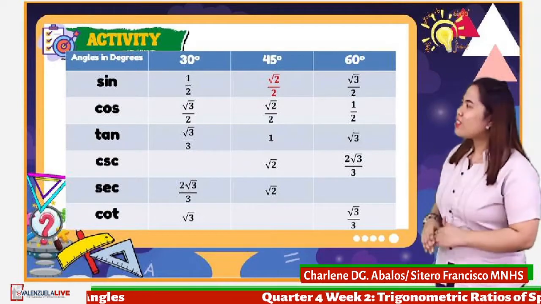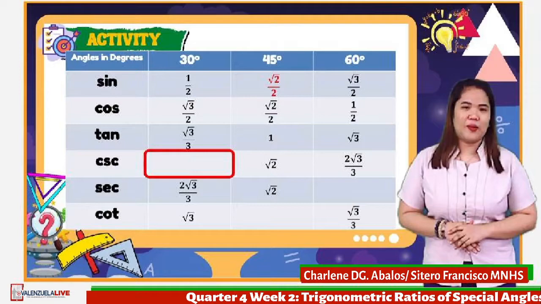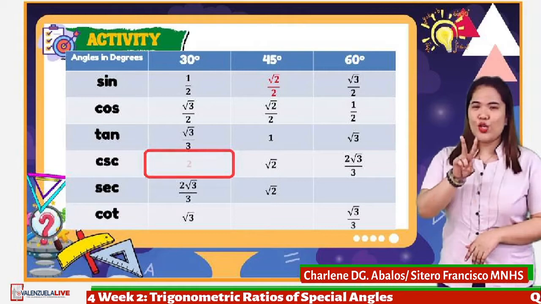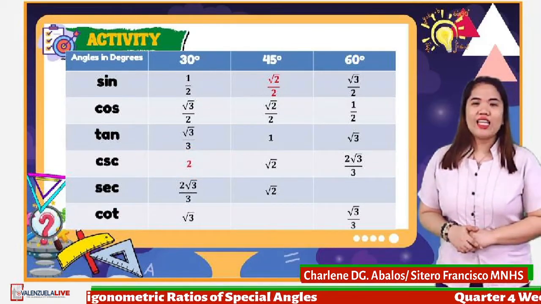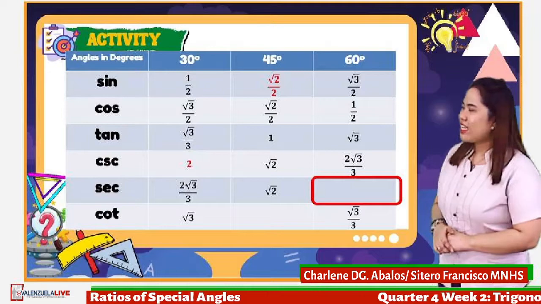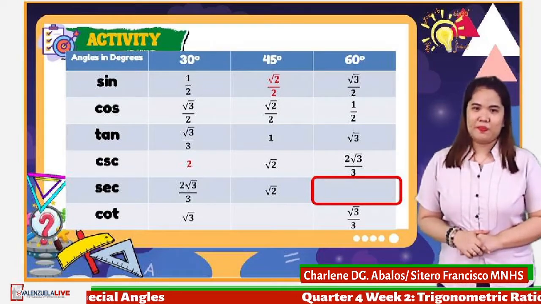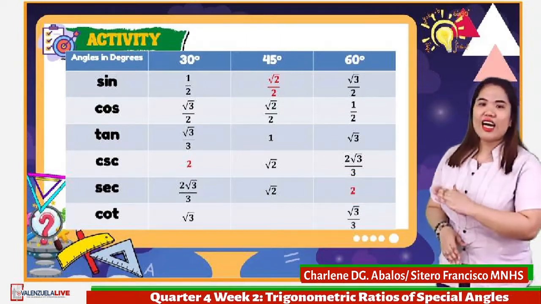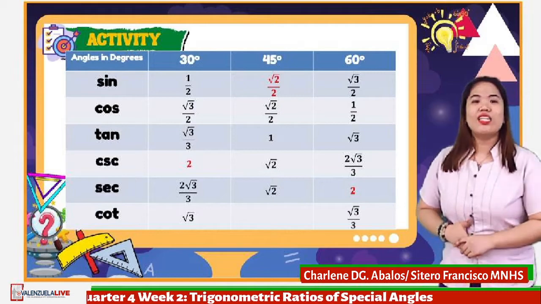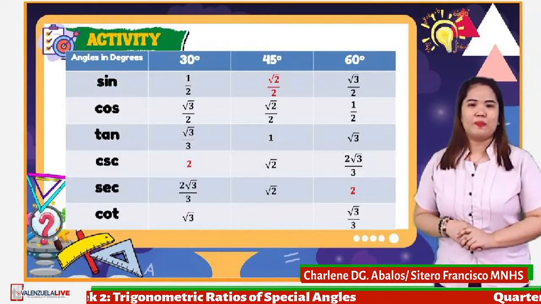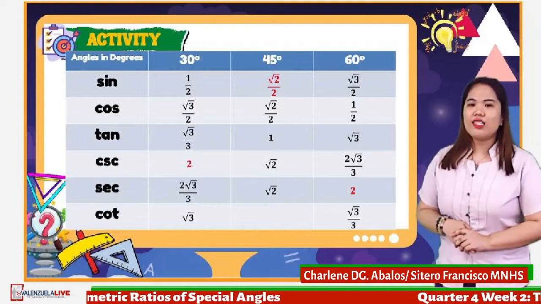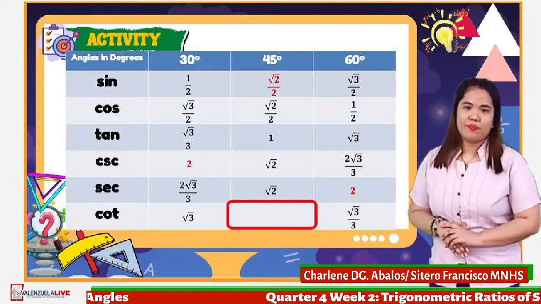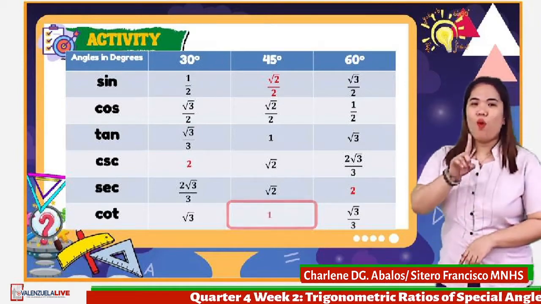Next, what is cosecant 30 degrees? Exactly, that is 2. Next, what is secant 60 degrees? Yes, that is 2. As you can see, cosecant 30 degrees is equal to secant 60 degrees. Lastly, what is cotangent 45 degrees? That's right, that is 1.